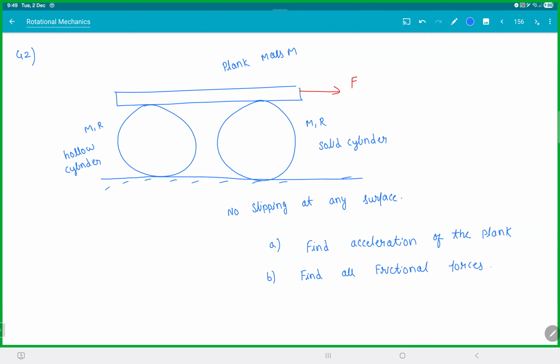Let's see how you do this. First, let's see how you get the FBD. If you got the FBD right, that itself is a big step. So we have a long plank, so the plank won't fall down. It will always be in contact with them. But you kept one on a solid cylinder, one on a hollow cylinder, same mass, same radius. And you're pulling the plank with a force F. There's no slipping at any surface. Find the acceleration of the plank and all the frictional forces.